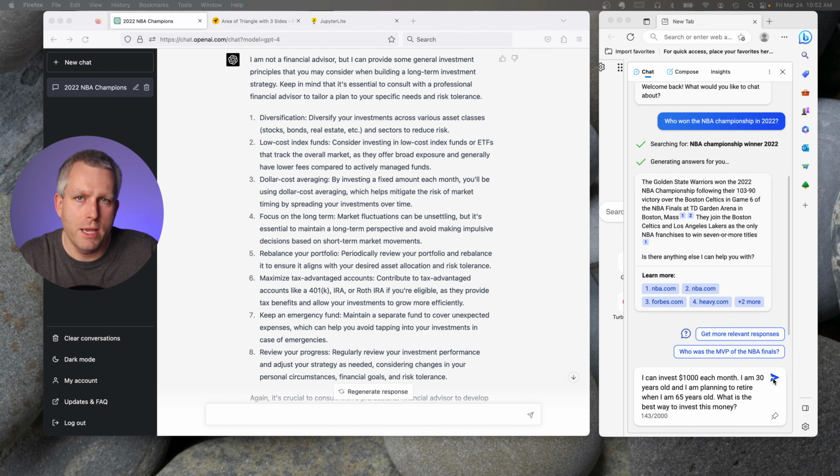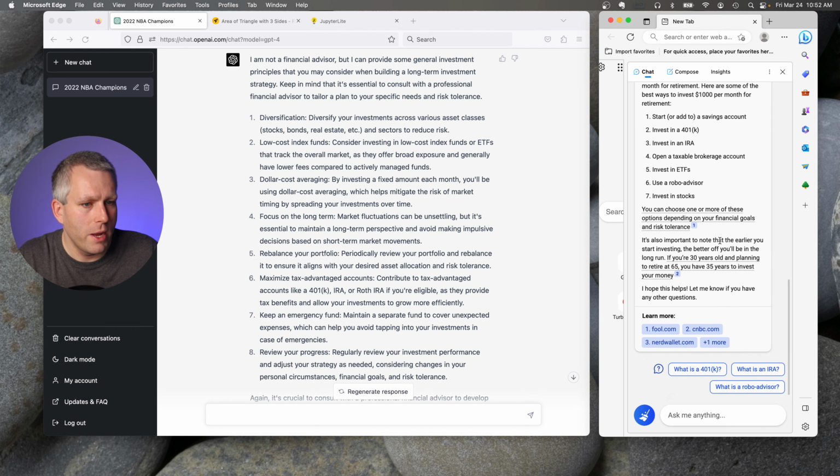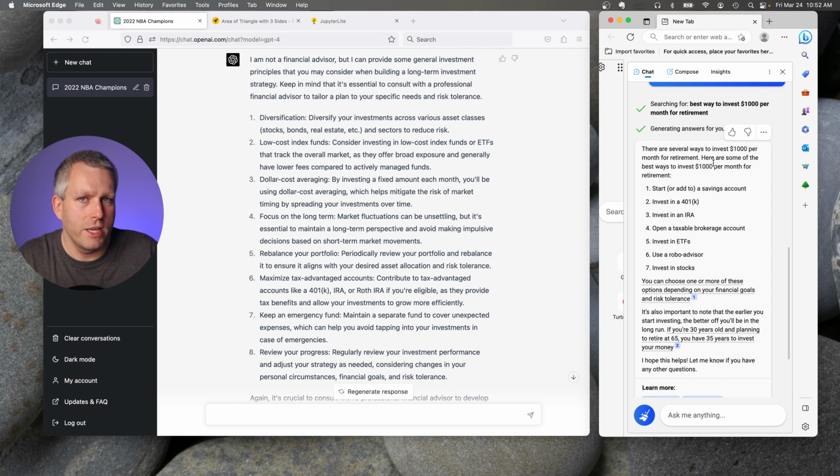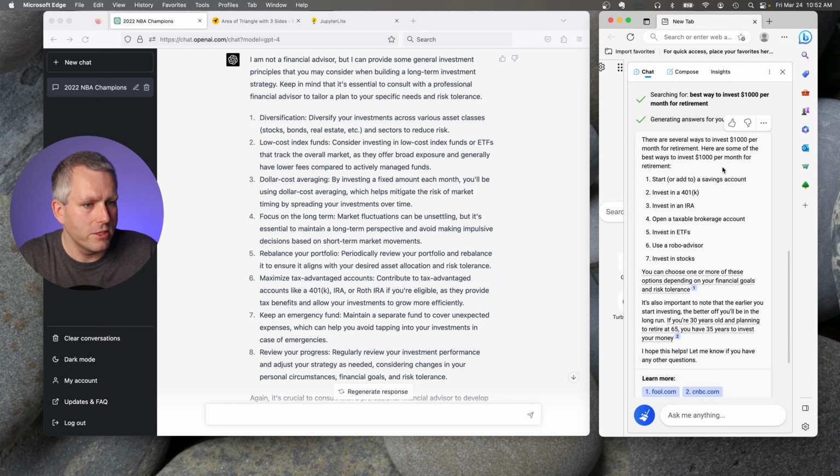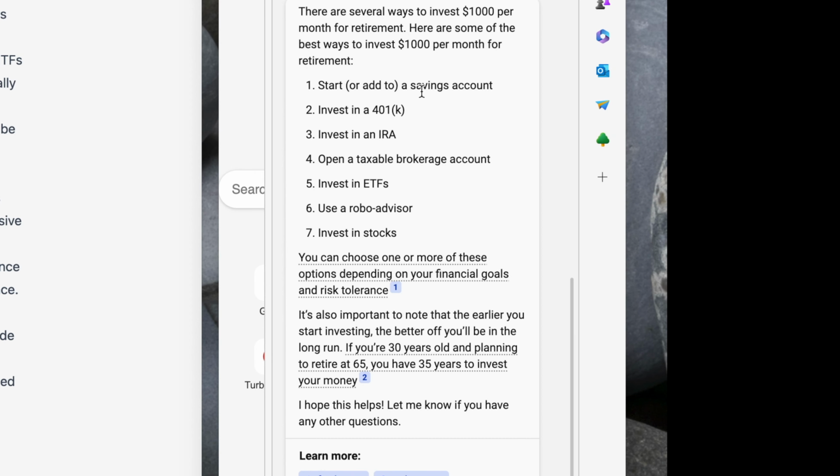Now I'm gonna submit the same question to Bing Chat. It searched the web and it gives you the answer. It doesn't give you any disclaimers that it's not a financial advisor. It said to start with a savings account. I disagree with that. I don't think you need a savings account. It's just your money is sitting there stale.